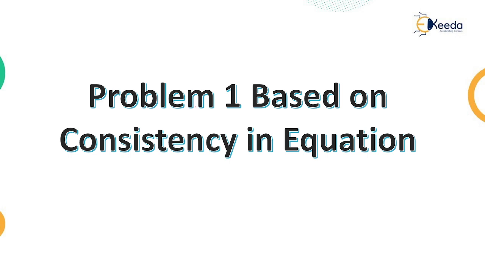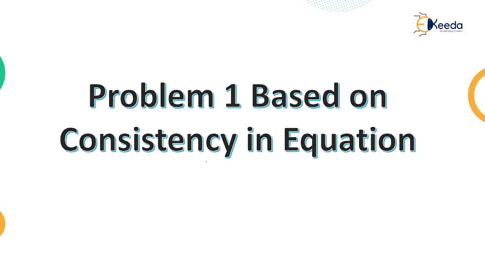Hi everyone. Today we are going to discuss problem number 1 based on consistency in non-homogeneous linear equations. You know what a non-homogeneous linear equation is and how to write the system in matrix form. We first have to check the condition for consistency, and then we solve by using rank of a matrix or by using echelon form. If the system is consistent, it has a solution, and if the system is not consistent, it has no solution.